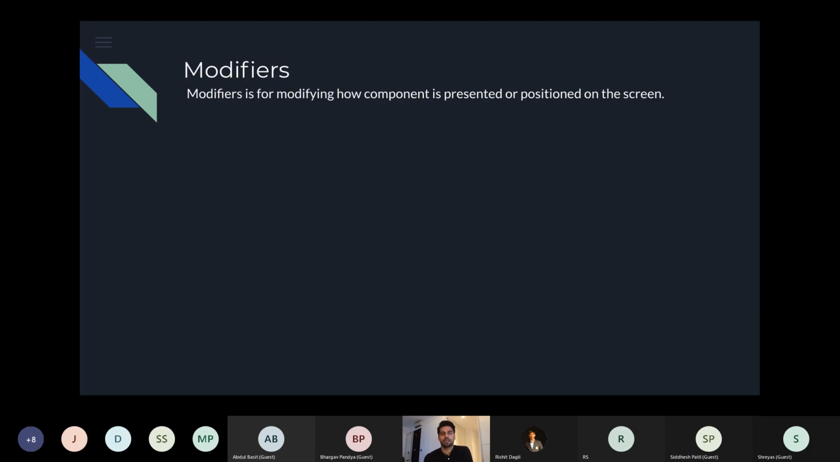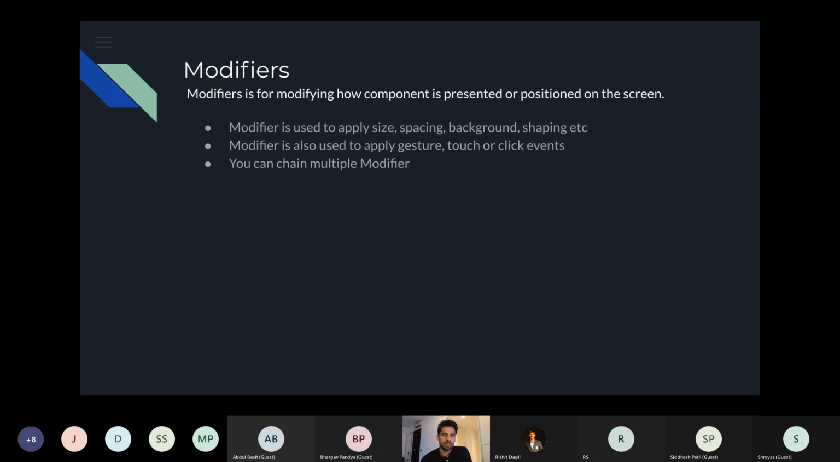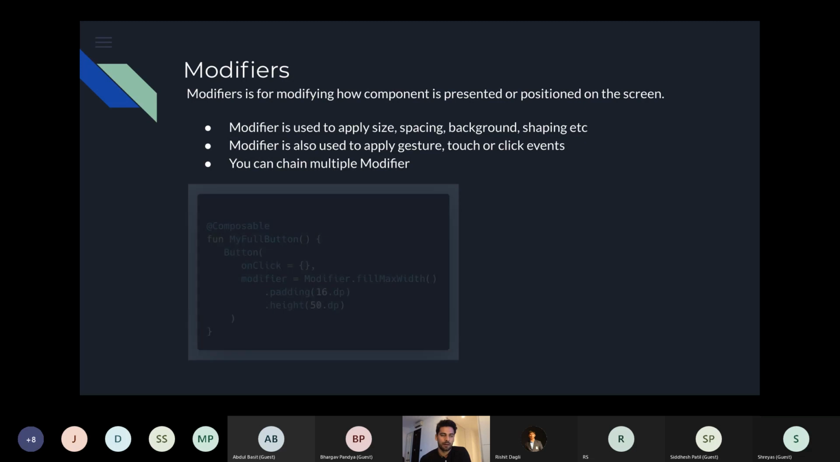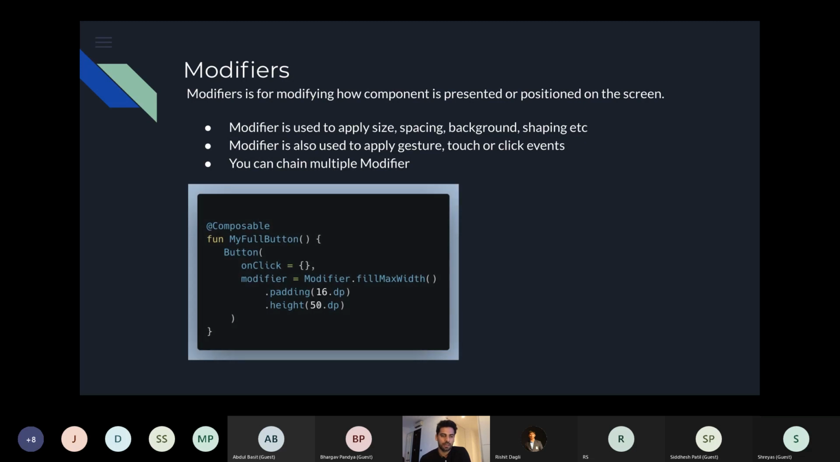So Modifier is a very important part of composables, because like the attributes we write in an XML file, modifiers do the same. Modifiers are used to apply any size, spacing, background, whatever we used to do with our attributes in XML. They also help us apply gestures, touch, click, and we can chain multiple modifiers to apply multiple effects. So here you can see we have a button.